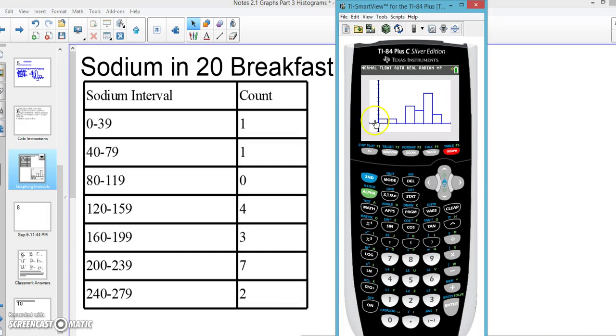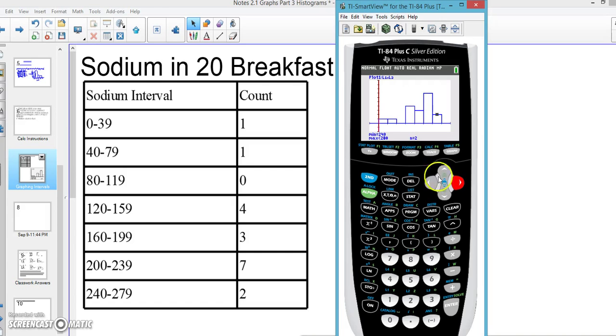And there is my graph. The first two bars have a count of 1, then there's 0, so there's no bar, then counts of 4, 3, 7, 2. I can hit trace. Notice that it gives me the first bar going from 0 all the way up to, but not including, 40. Then from 40 to 80, 120 to 160, and so on.